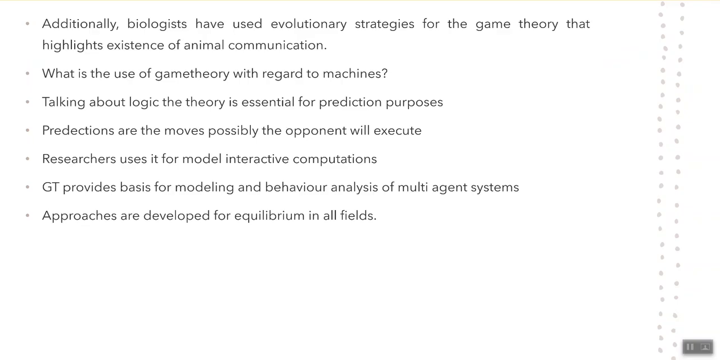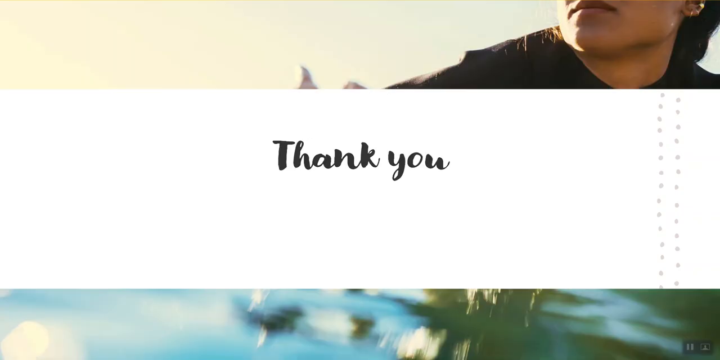What is the use of game theory with regard to machines? Talking about logic, the theory is essential for prediction purposes. Predictions are the moves the opponent will possibly execute. Researchers use it to model interactive computations. Game theory provides a basis for modeling and behavior analysis of multi-agent systems. Approaches are developed for equilibrium in all fields.